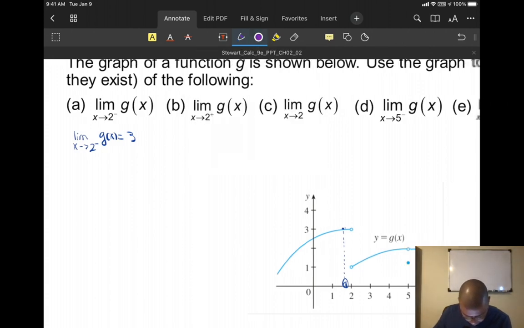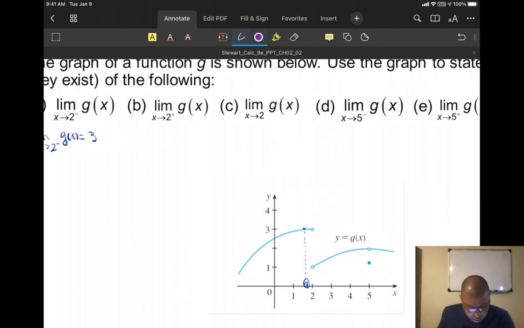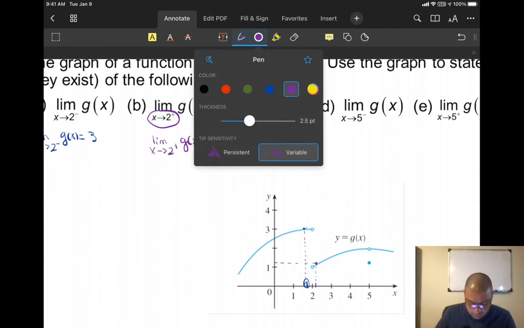Change colors. Let's go purple. B is saying x is approaching 2 from the right, so I'm to the right of 2, but still very close to 2. I look at the graph, I'm very, very close to this height, which is 1 here. So that means the limit as x approaches 2 from the right of g of x equals 1. So g of this point here is very, very close to 1. And the closer I get to 2, the closer that height gets to 1.